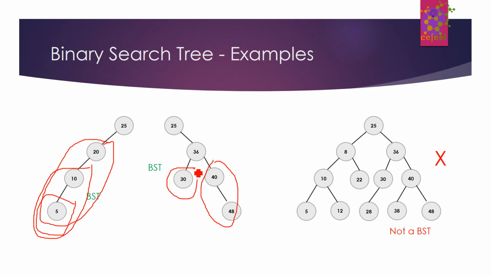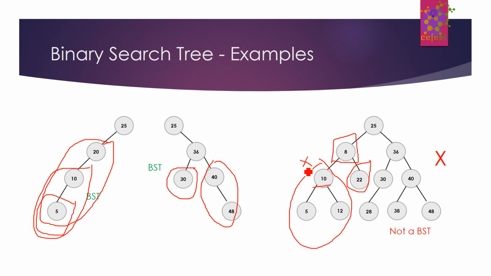Alright, let's see why it's not a binary search tree. In fact, it's the same BST which we saw in the previous slide, a few moments earlier. But notice this element 8, and notice its left subtree and its right subtree. In its left subtree we have one node, 10, which is actually greater than 8. This violates the binary search tree property.